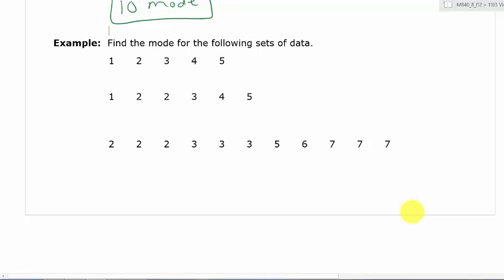In our next example, we're going to find the mode for each of these sets of data, and they're already ordered for us. So the first data set is 1, 2, 3, 4, 5. So all of those data values are only present once, and so this one has no mode. We need at least one data value that is repeated in order to have a mode. The next data set, 1, 2, 2, 3, 4, 5, and so 2 is the one that shows up the most, and so that's our mode.